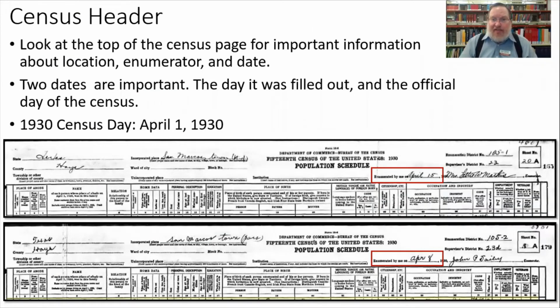It's also important to look at the header of the original record, because one, it'll have the census date. So in the 1930 census, the official census date was April 1st of 1930. That changes over time. It could be June, April. You need to look at that date, and then also the date that the census taker actually filled out the information. Here we have April 15th and April 8th for the other record. Not that much difference, but one record said she was 18, one said she was 19.